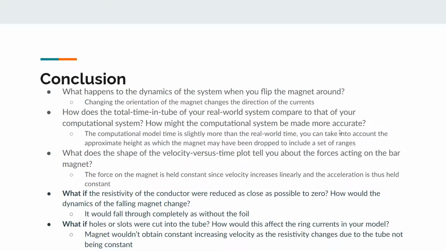If the resistivity of the conductor was reduced to almost zero, then the magnet would fall through completely as without the foil, since there would be no actual change due to the conductivity of the aluminum around the cardboard tube. And if there were holes or slots cut into the tube, then the ring currents would actually change because the magnet wouldn't obtain a constant increasing velocity, as the resistivity is now changing in specific parts of the tube. And since the tube isn't constant, this thus affects the actual ring currents in our model.